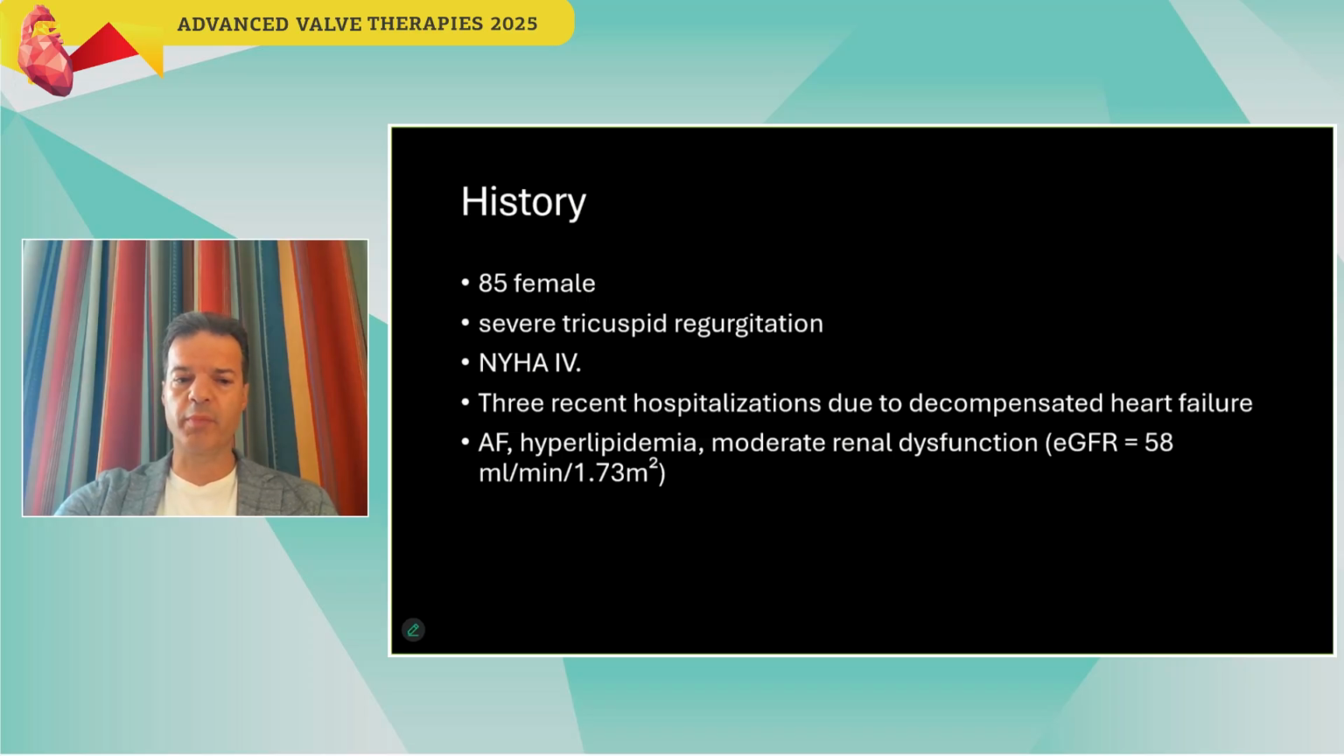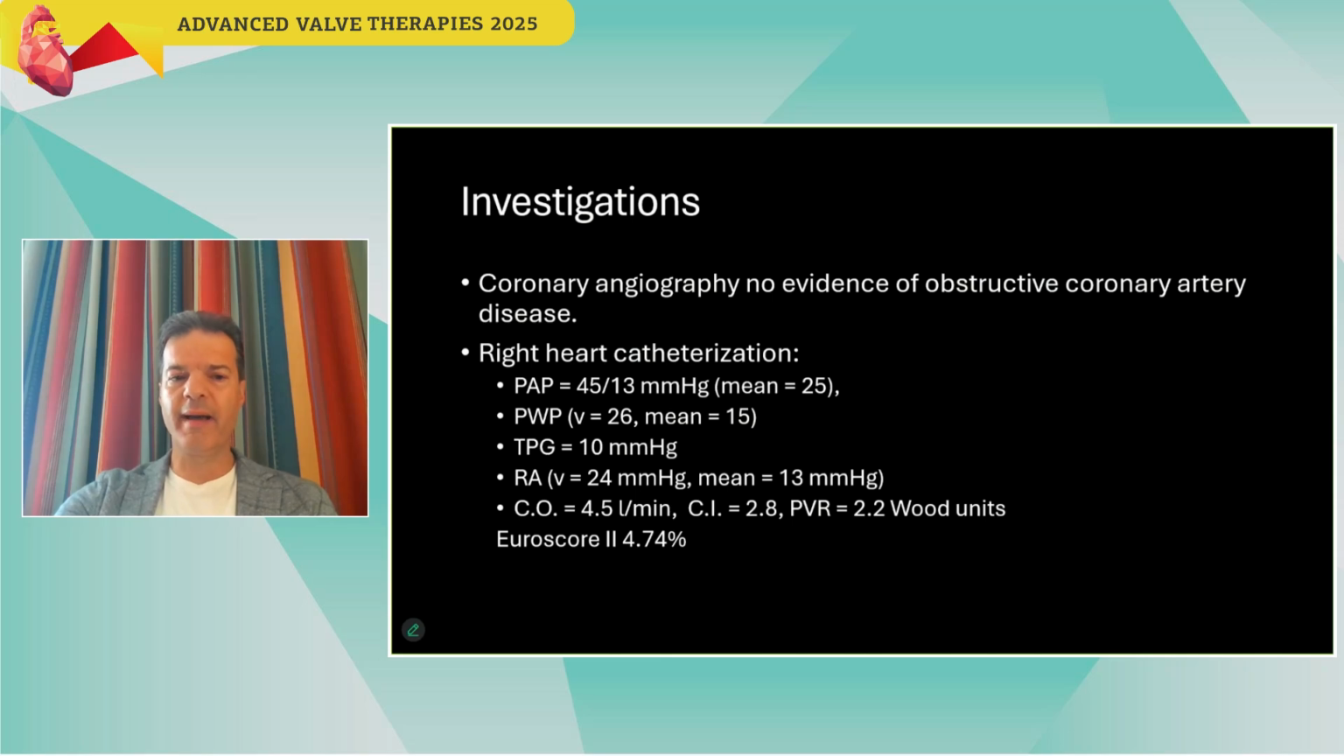You can see some of the comorbidities. That's a typical TRILUMINATE patient. So atrial fibrillation, female, some renal dysfunction. You can see the right heart catheterization.